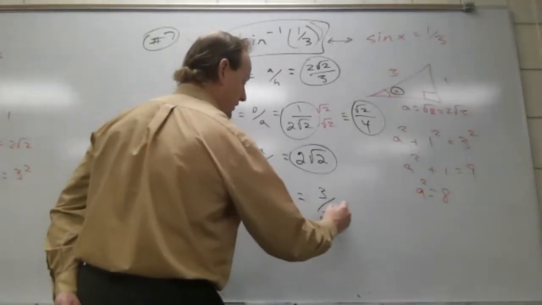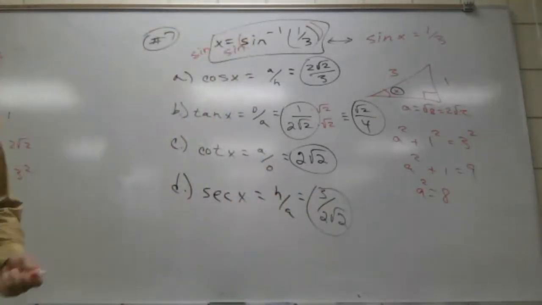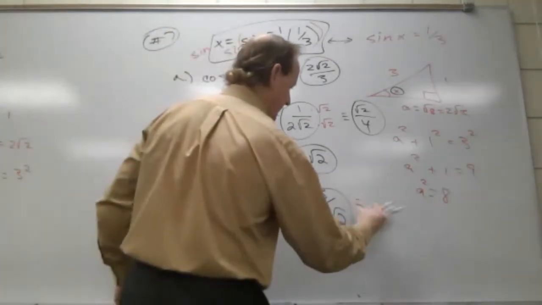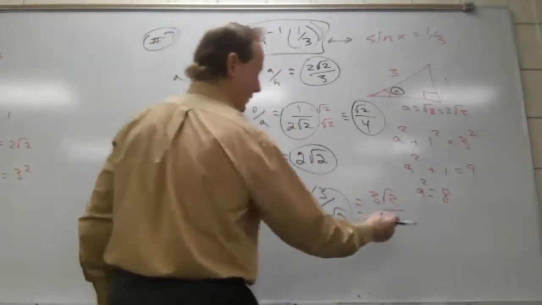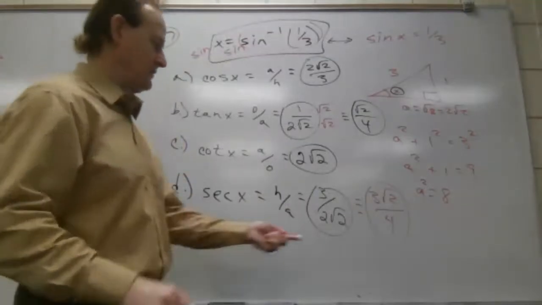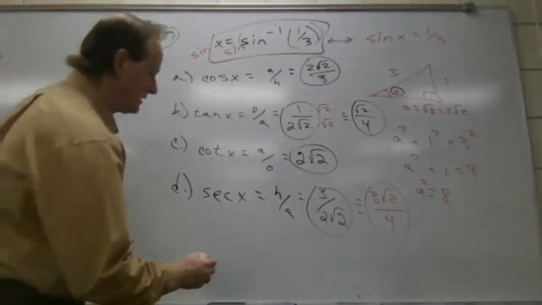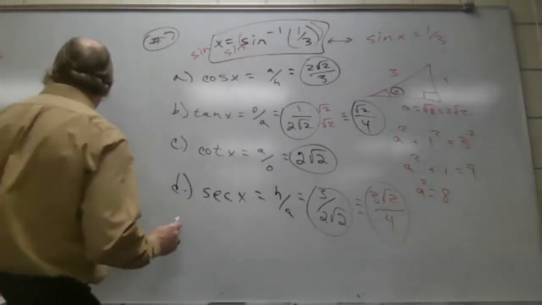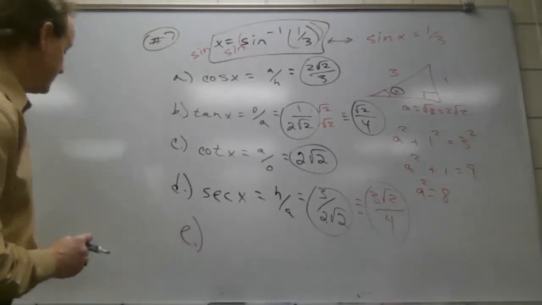3 over 2 root 2. Once again, if you wanted to rewrite that, that would be equivalent to 3 root 2 over 4, right? So whatever matters. This first one's good enough for me, okay? On homework or something to turn in or a test, stuff like that, just make sure you match the answer in the book.